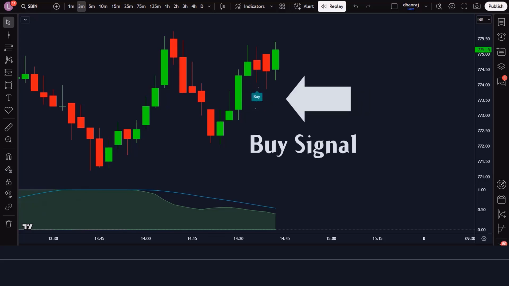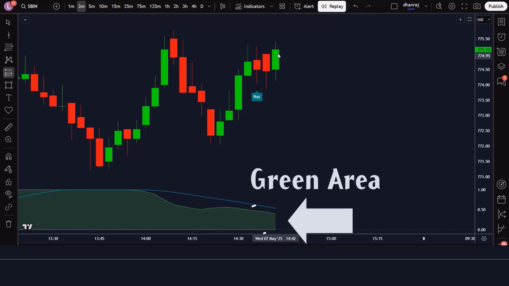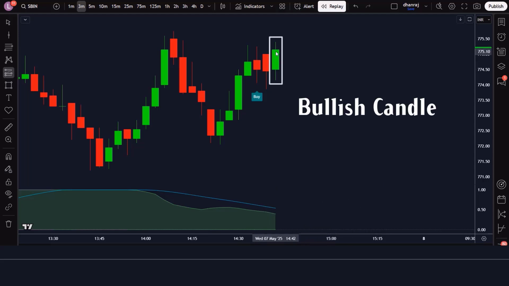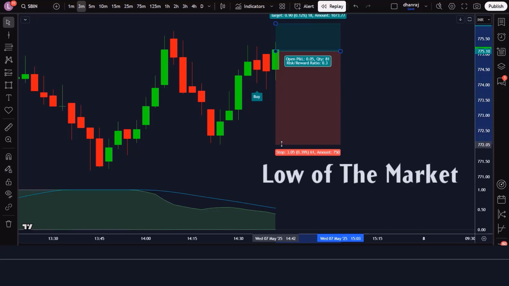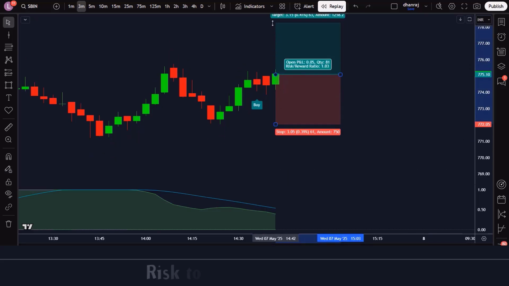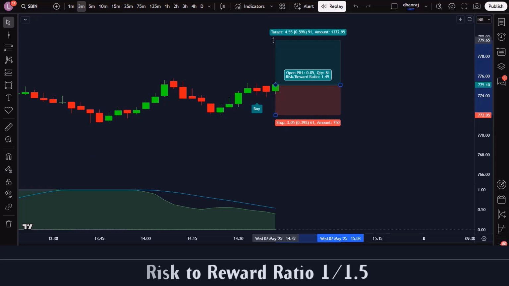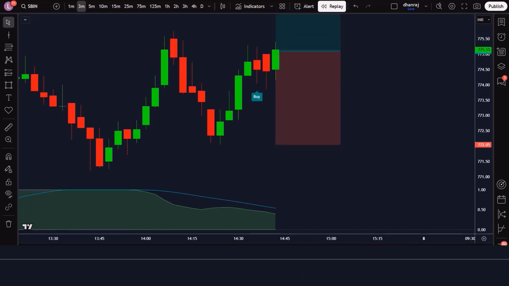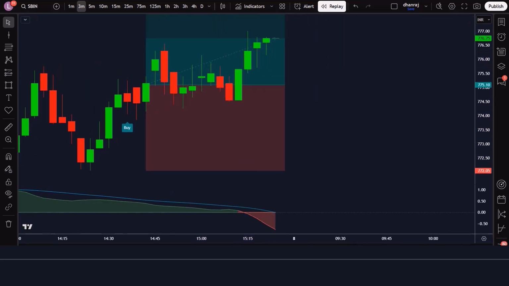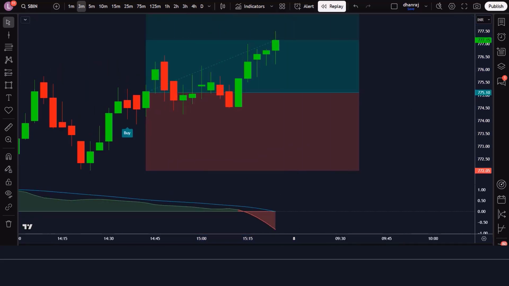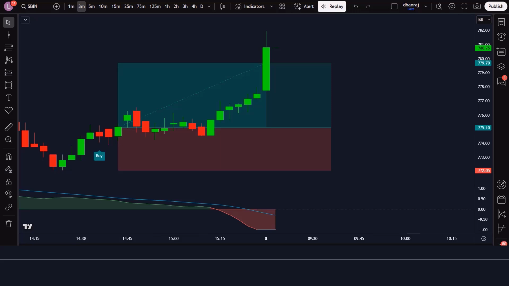When the Black Trend Trader Indicator gives us a buy signal, when the Price Volume Trend Oscillator is in the green area, and when the market forms a bullish candle, if this condition is fulfilled, then we will place a buy order. Our stop loss is to be placed at the low of the market, and the risk to reward ratio will be 1:1.5. The market has completely hit the target.